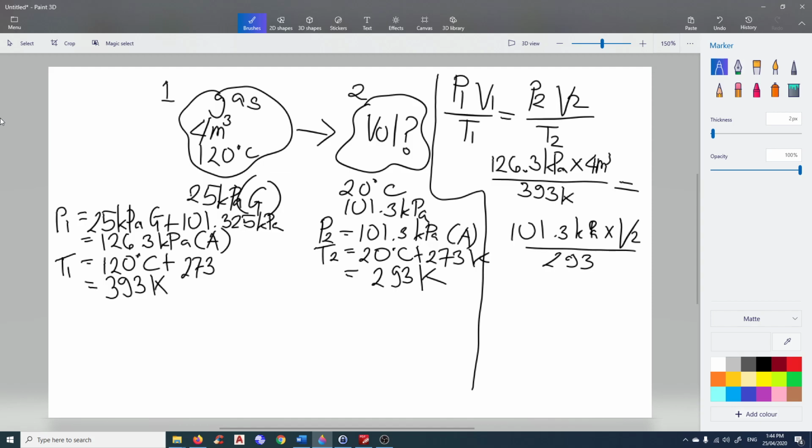So solving this math, V2 equal to 3.72 cubic meter. So as you can see here, when the temperature is 120 degrees Celsius, the volume is slightly more than when the temperature is at 20 degrees Celsius, which is true because when the temperature is lower, the gas contracts. When the temperature is higher, the gas expands.